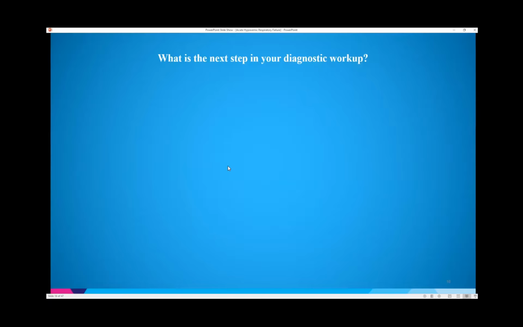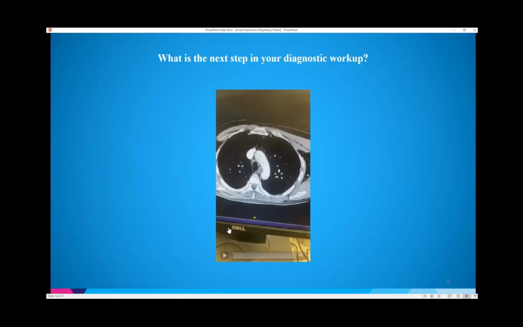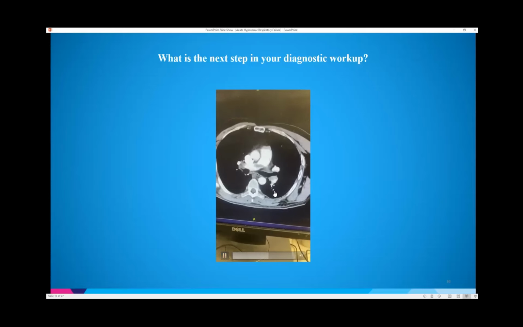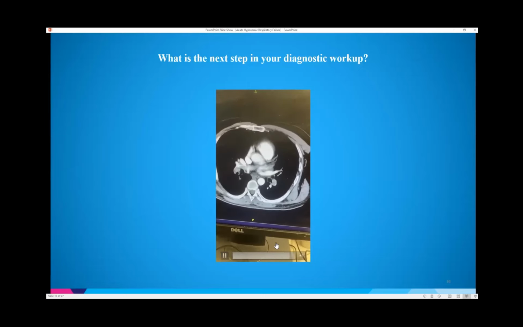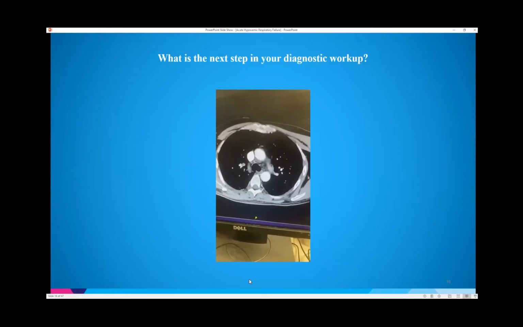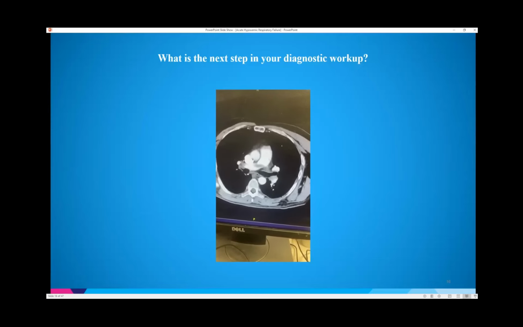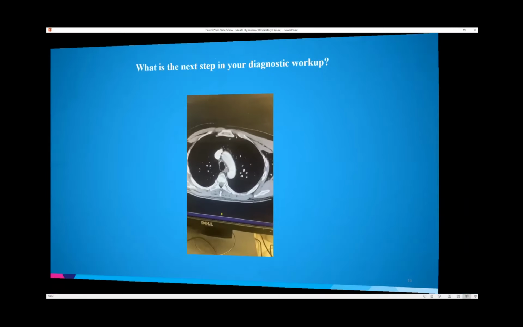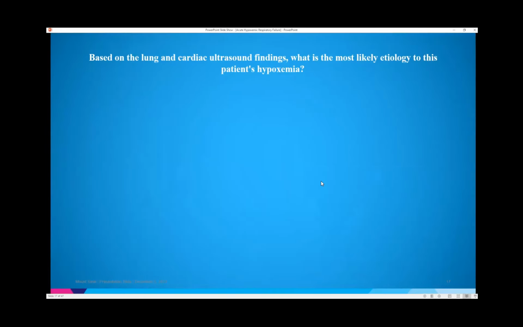Good. So I agree with you. You get your CTA, PE, you see RV pressure overload, you see A-lines bilaterally. That shouldn't be the case if somebody had a pneumonia. So you get your CTA. Give you a few seconds to look at it. And I think it's more apparent based on the lung and the cardiac findings. What is the most likely etiology to this patient's hypoxemia?